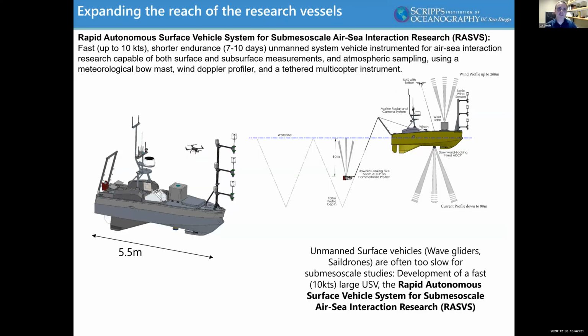The other way we're trying to expand those kinds of capabilities, again, is looking into faster vehicles. The speed of the current autonomous vehicles is an issue for some mesoscale processes. So what we have been developing is this rapid autonomous surface vehicle system for some mesoscale interaction research. It is a fast 5.5 meter diesel powered vehicle, up to 10 knots for speed, shorter endurance, but still up to 7 to 10 days endurance, unmanned.